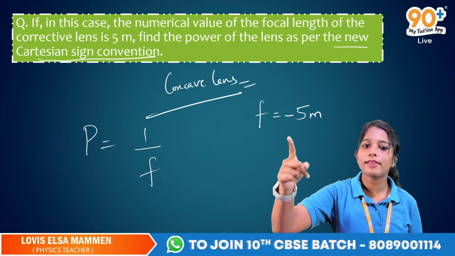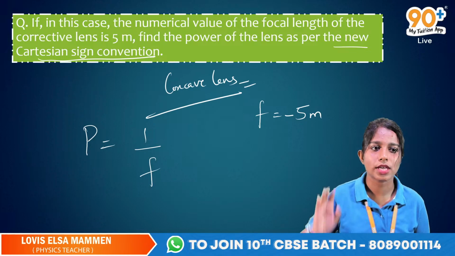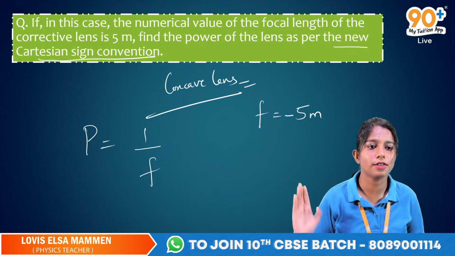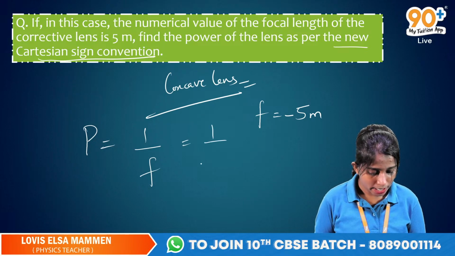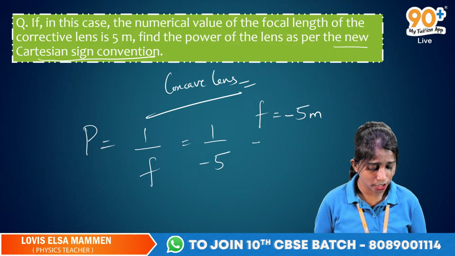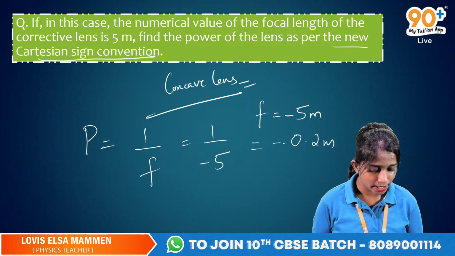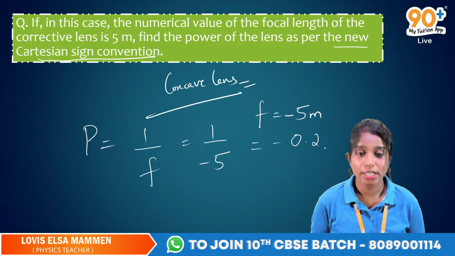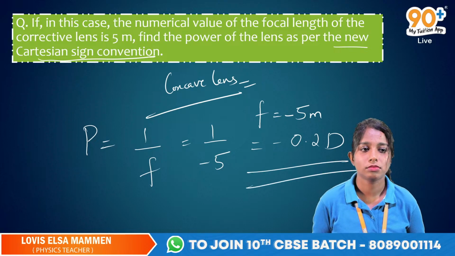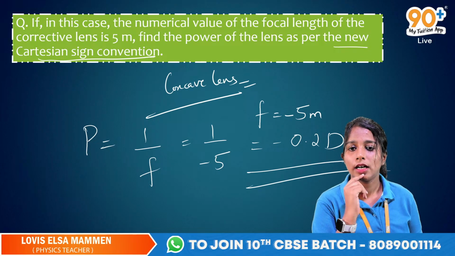Look here, the value is given in meters. So you can directly substitute in this equation and find the power of the lens. P is equal to 1 by focal length, that is 1 by -5. What is the value? 1 by 5 is 0.2. So there is a minus sign there. It is -0.2 and the unit is diopter. P, the power of the concave lens, is -0.2 diopter.